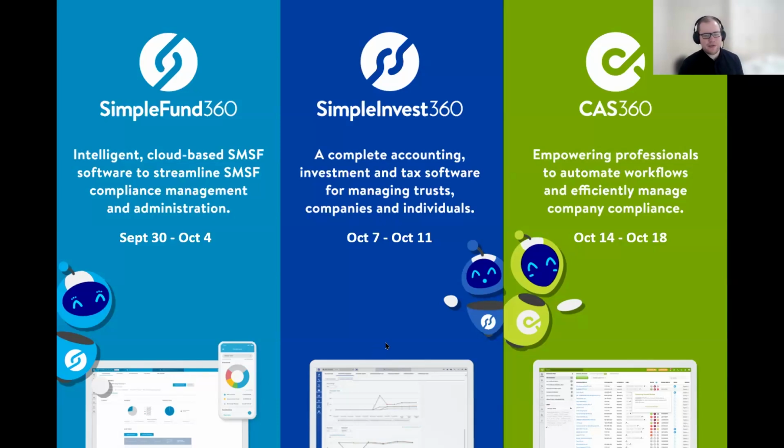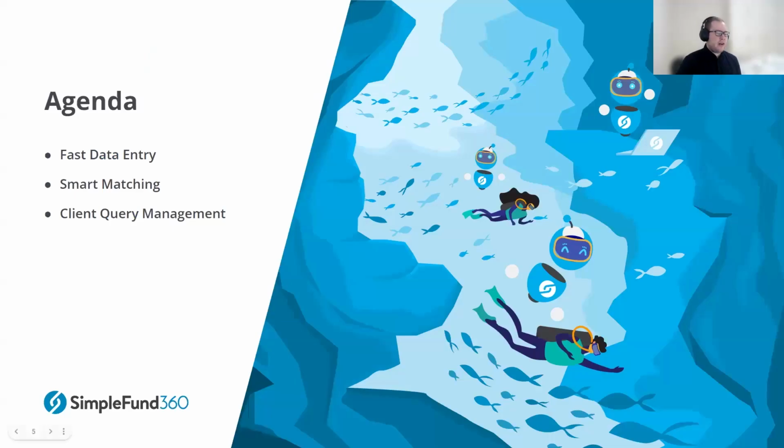Let's get into the content for today. We'll be covering firstly how to enter data into the fund. Some of these methods we've already explained in some other webinars, but I'll briefly go over what they look like and how they'll present to you within Simple Fund 360, as well as go through the process of uploading a bank statement quickly and getting transactions out of those. And we'll need those to demonstrate the second part of our webinar today.